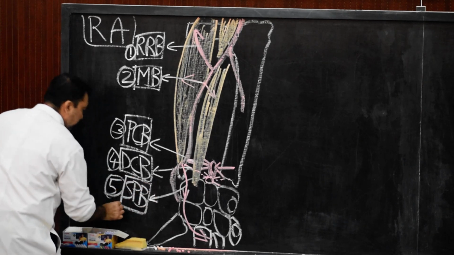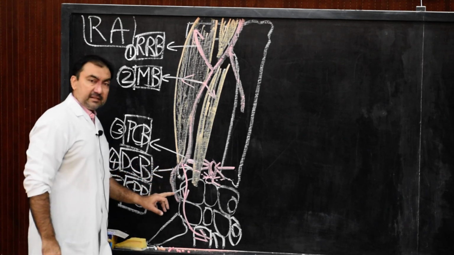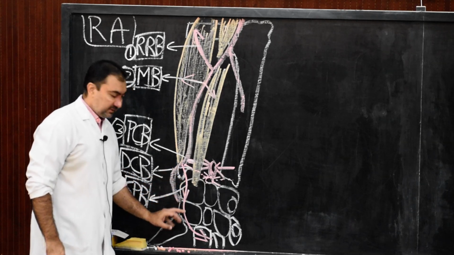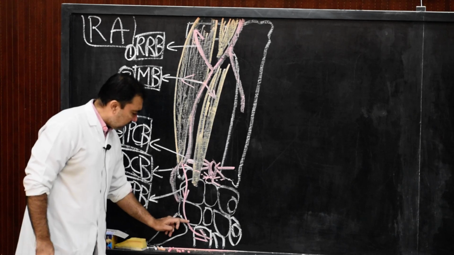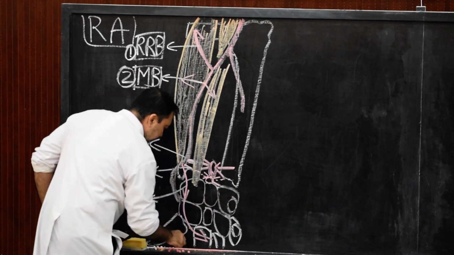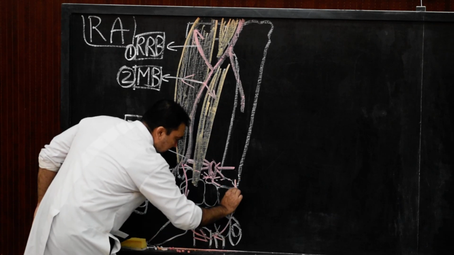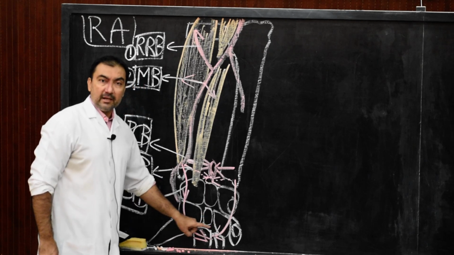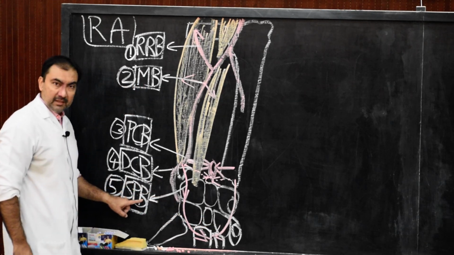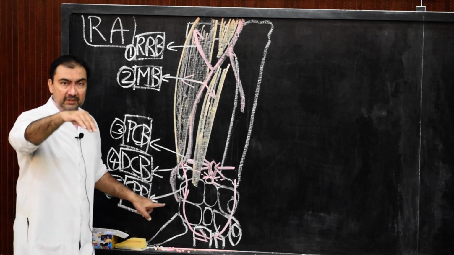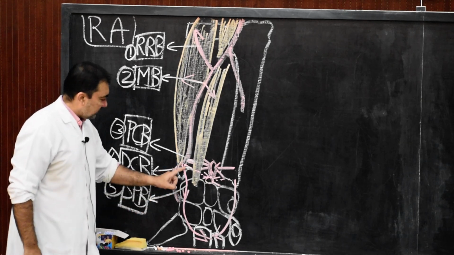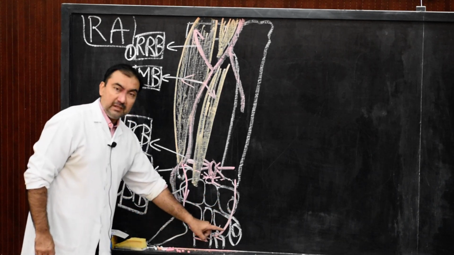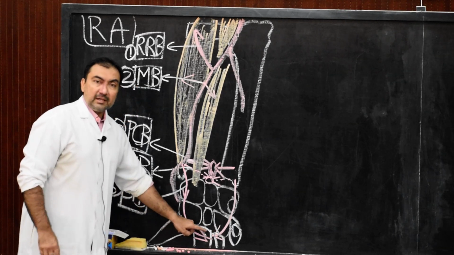And this superficial palmar branch is given just before the radial artery turns laterally over the carpus. It will travel over the thenar group of muscles, and this branch will anastomose with a similar branch of the ulnar artery to form the superficial palmar arch in the palm.